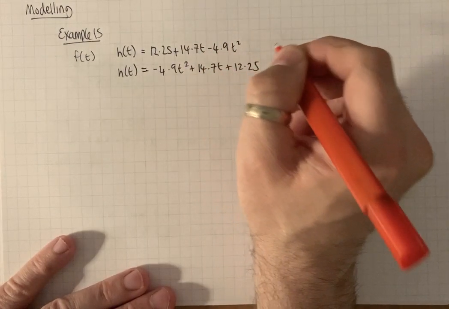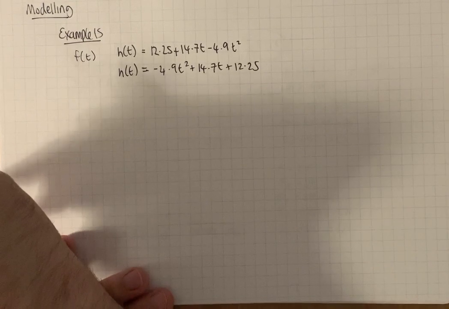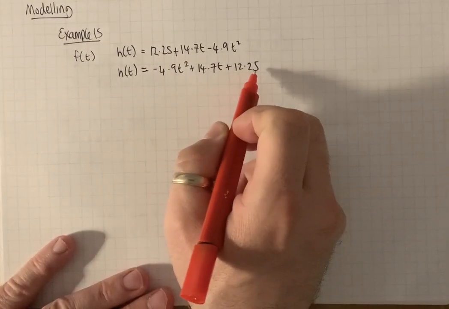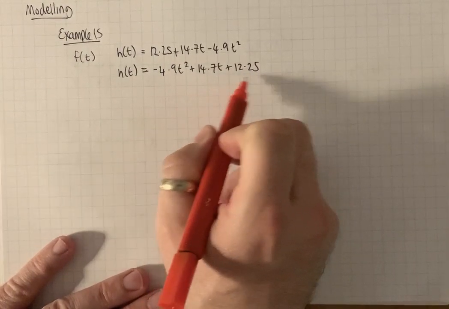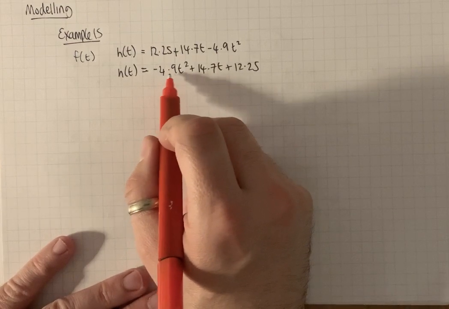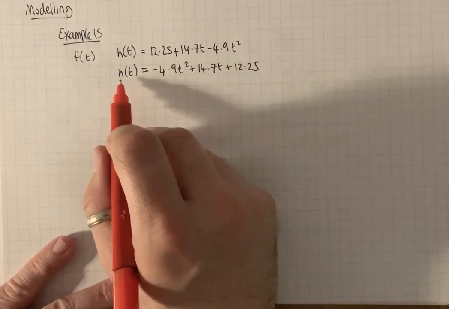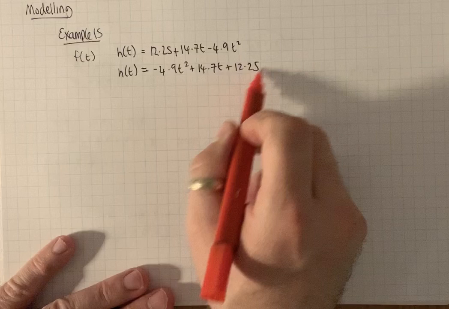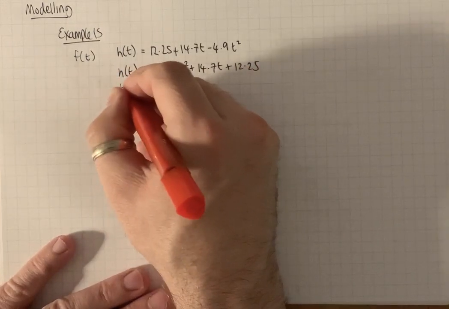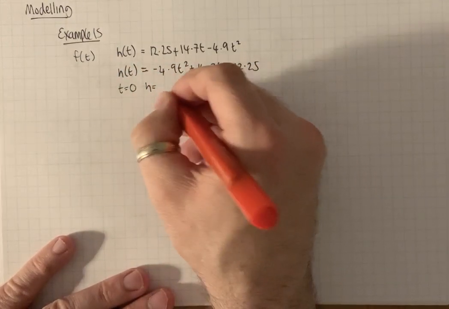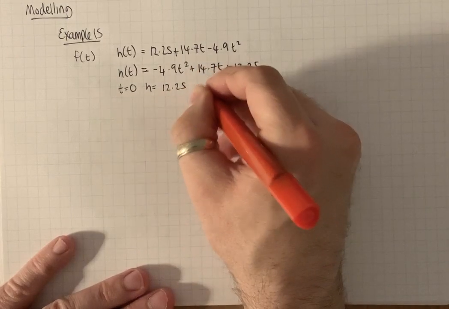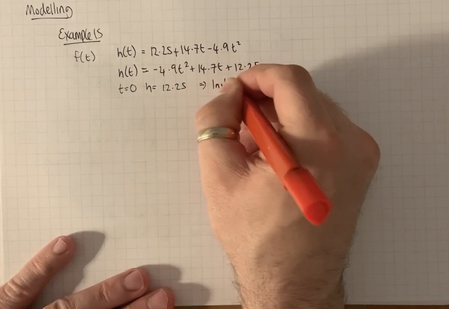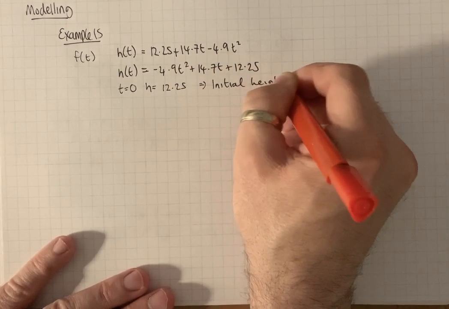And the first part of this question asks us for the interpretation of 12.25. Well, 12.25 is the value when t is 0, because when t is 0, those other terms are 0. So when you put the input value of 0 in, that's your output. So when t equals 0, h equals 12.25. So it's the initial height.